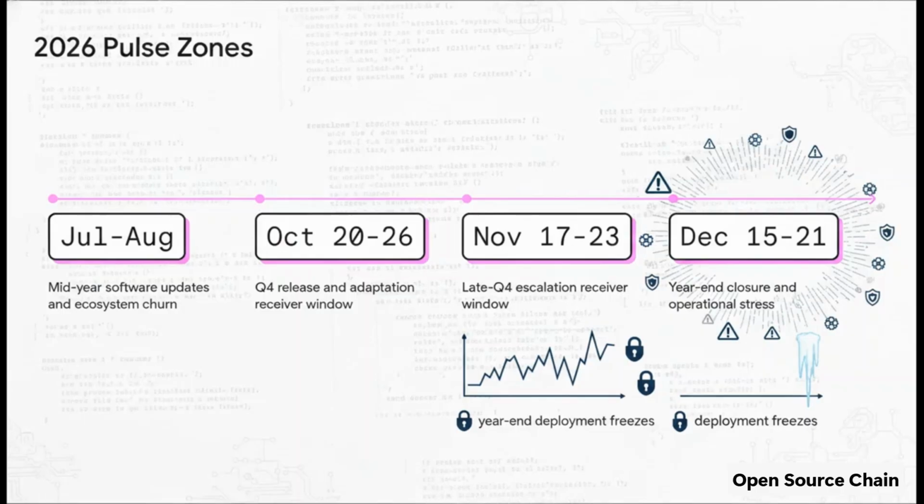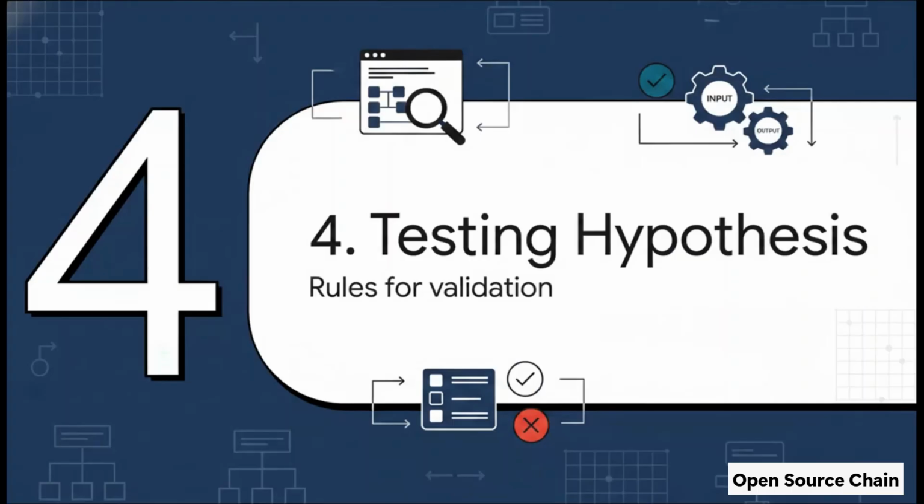And the analysis gets even more precise by looking at the industry's natural rhythms to find these specific pulse zones. Think about it. The tech industry has mid-year summer updates, intense fourth-quarter security reviews, and year-end deployment freezes. All those business cycles create extra friction. The forecast pinpoints these exact weeks, especially from late October through December, where the pressure event is most likely to blow. All right, Section 4.